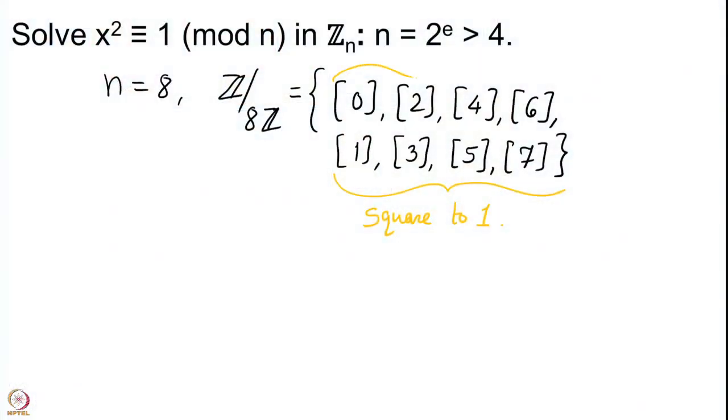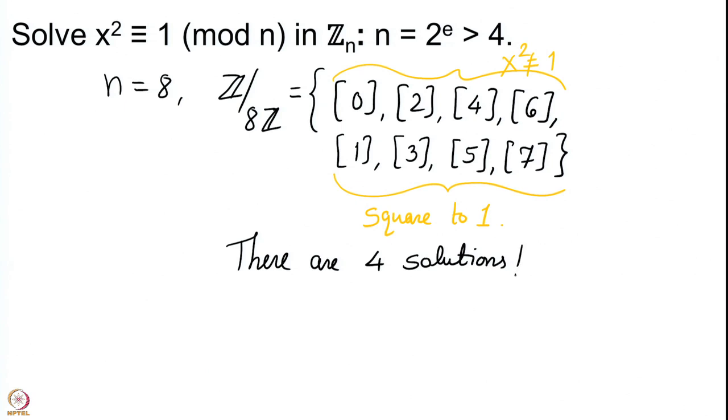But these two middle numbers, 3 and 5, their squares: 3 square is 9, which is 1 modulo 8, and 5 square is 25, which is also 1 modulo 8. So here we have 4 solutions. Of course, these other numbers do not square to 1. So what we get ultimately in the case Z mod 8Z is that there are 4 solutions.